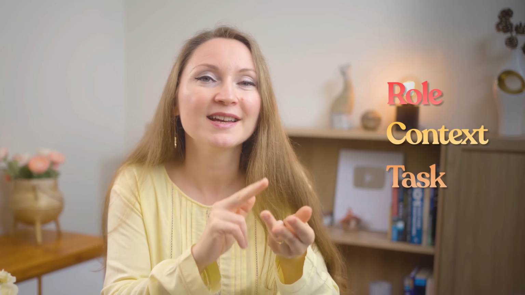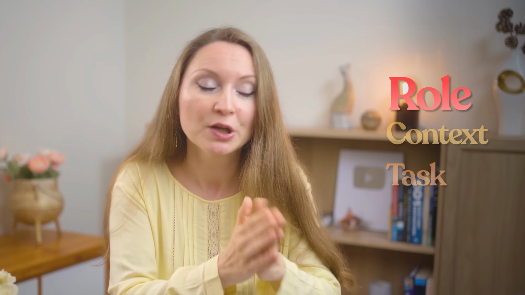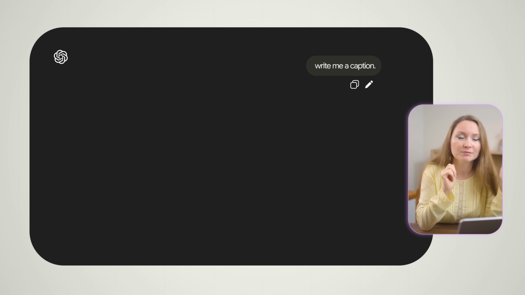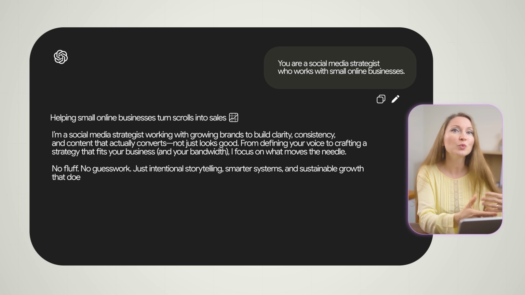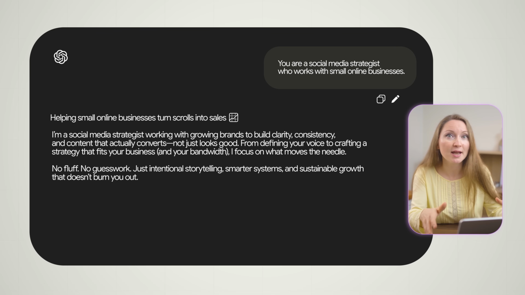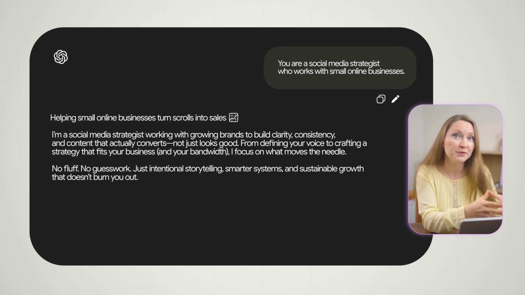And now I want to talk about the framework that will actually fix the input problem that I described earlier. Every good AI prompt has the same 3 parts: role, context, and a task. So what does the role mean? You tell AI who it should be, not something like just write me a caption. You should say, you are a social media strategist who works with small online businesses. This already shapes every word of the response that you will get back. AI will pull from a completely different set of knowledge depending on the role that you gave it.